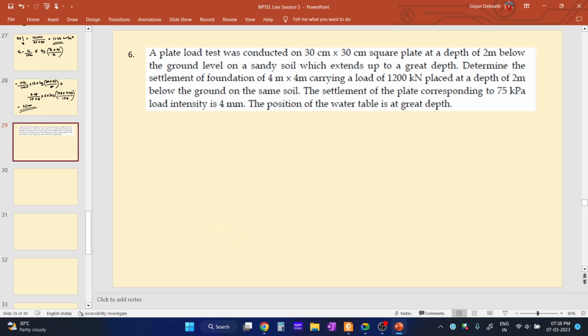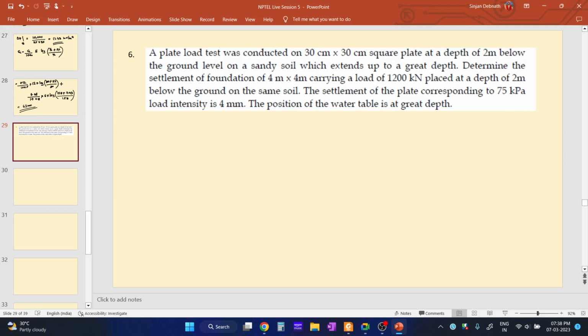So the problem number 6: a plate load test was conducted on a 30 centimeter square plate at a depth of 2 meter below the ground level on a sandy soil, which extends up to a great depth. Determine the settlement of a foundation of 4 by 4 carrying a load of 1200 kilonewton placed at a depth of 2 meter below the ground surface. The settlement of the plate corresponding to 75 kPa load is 4 mm. The position of the water table is at a great depth.